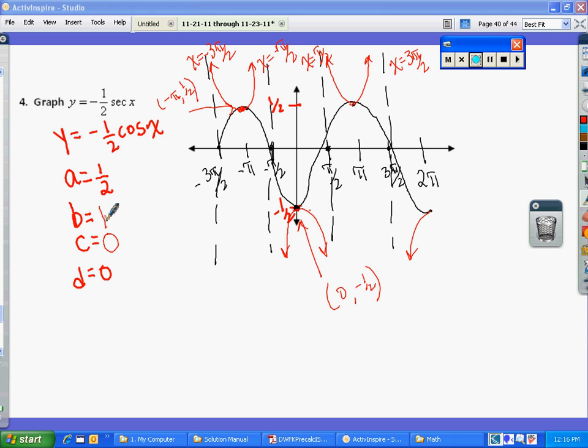So just to clarify, your b value is actually 1 because the period is 2 pi. So since your period is 2 pi, the b value is 1, and c is equal to 0, and that means d is also equal to 0.